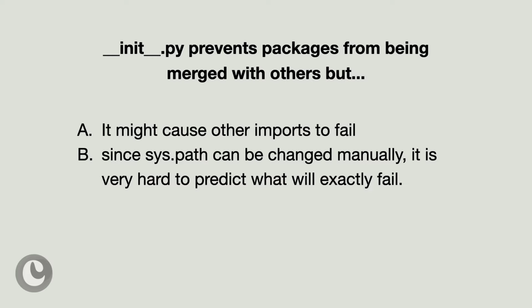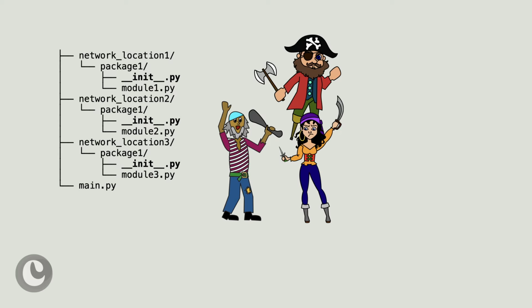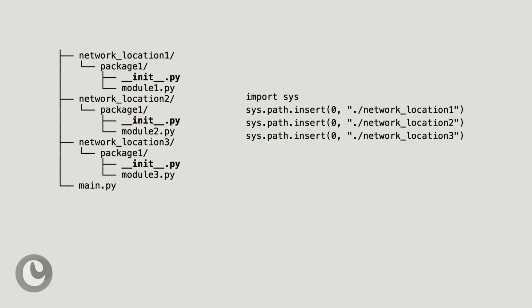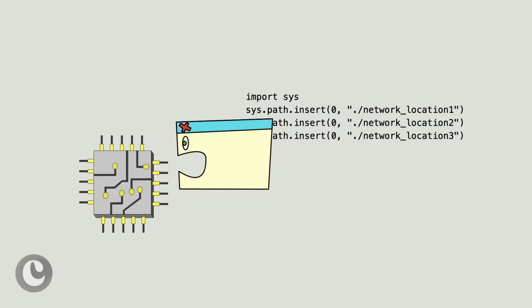And there are more things that can go wrong. For example, what if everyone decides that their package is the one and only package 1? The behavior of __init__.py is highly dependent on the order of paths in sys.path. The first one on the path wins. And since I'm inserting paths at index 0, I can even override Python built-in modules.